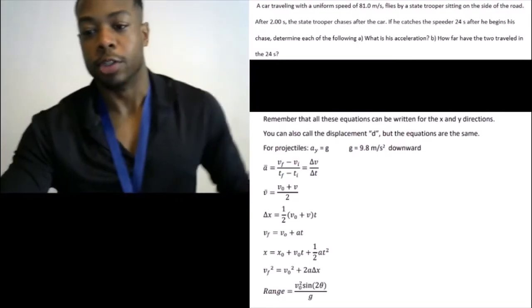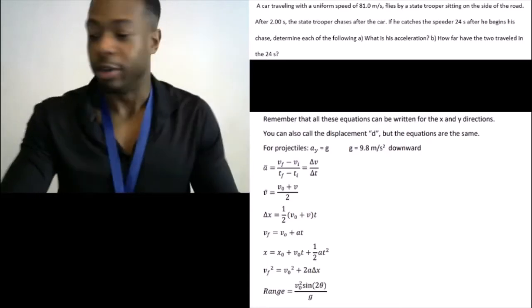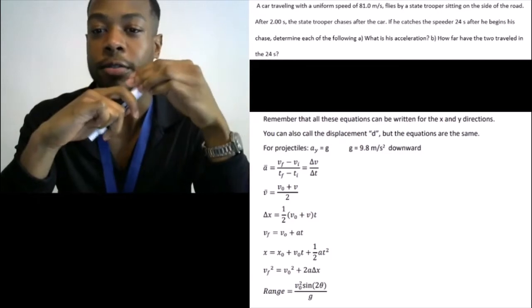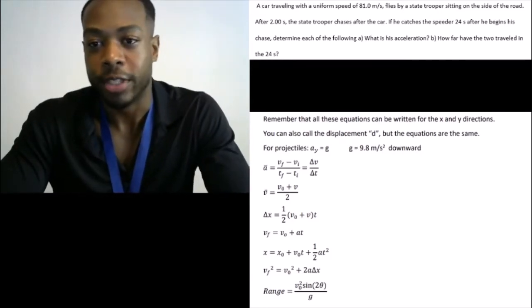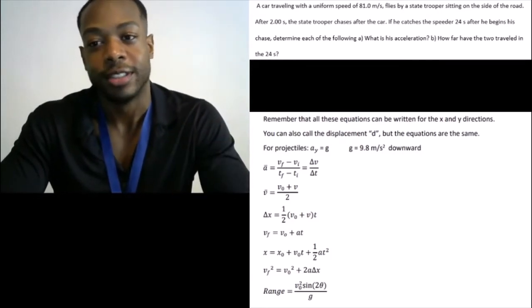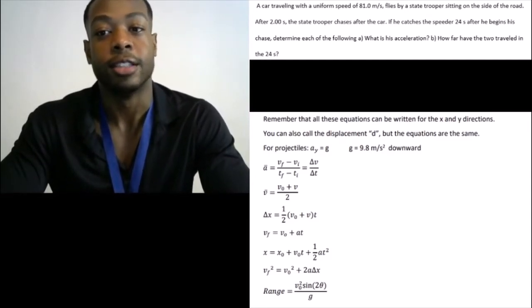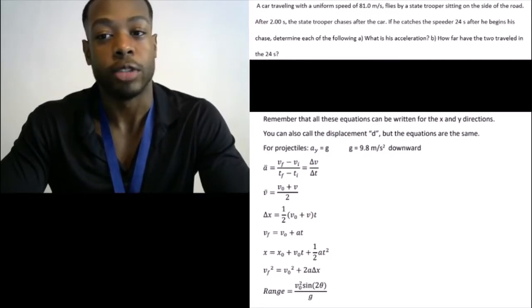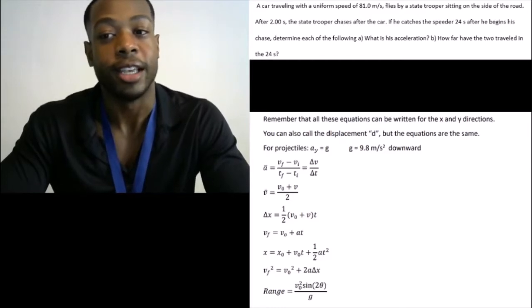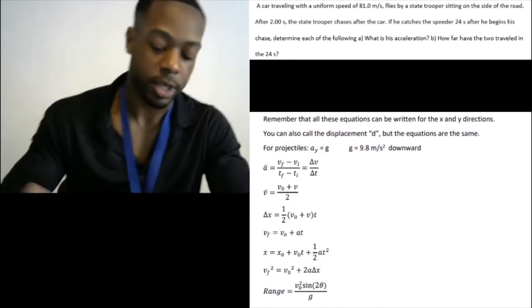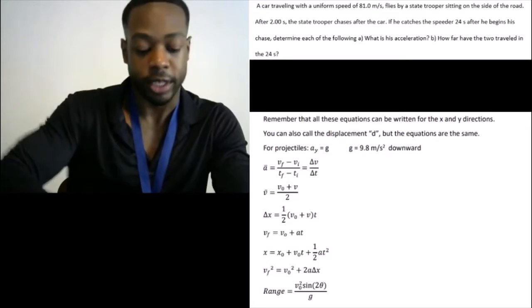Alright, so the first one we're going to do is a section 1 problem. We've got a car traveling with a uniform speed of 81 meters per second that flies by a state trooper sitting on the side of the road. After 2 seconds, the state trooper chases after the car. He catches the speeder 24 seconds after he begins his chase. Determine each of the following. So we want to know his acceleration and his displacement, and essentially how far the two have traveled in 24 seconds. That's their displacement after 2 seconds, 24 seconds.